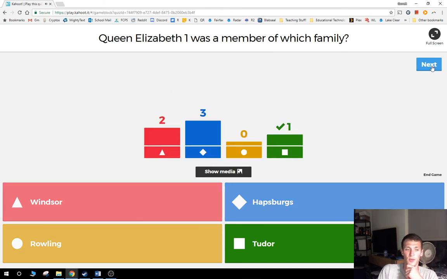So, only one. Ooh, that's going to be some big points to whoever got it, right? It was the Tudor family. Remember Henry VII and Henry VIII. She is the daughter of Henry VIII's second wife, the one that he beheads, right? Divorces, beheads, dies. Divorces, beheads, survives, right? Anyway, moving on.